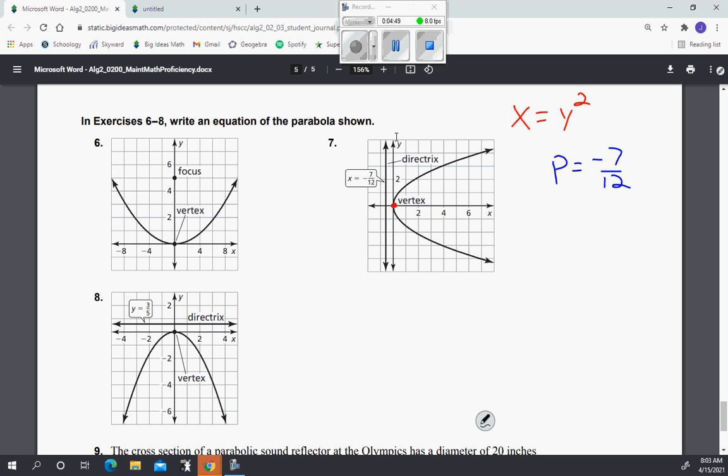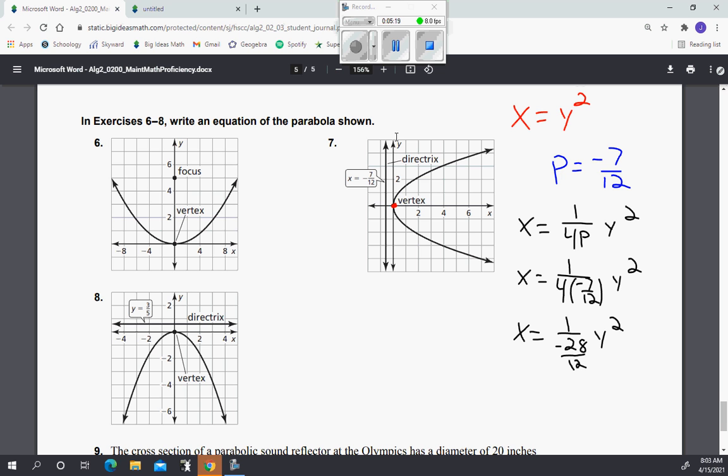Do the exact same process. X equals 1 over 4P y squared. And plug in P. X equals 1 over 4 times negative 7 over 12 y squared. X equals 1 over negative 28 over 12 y squared.